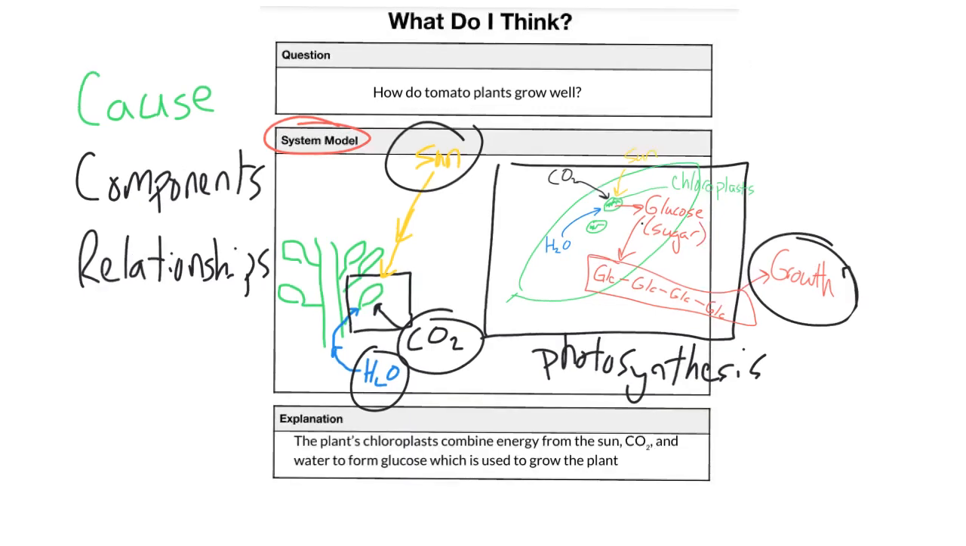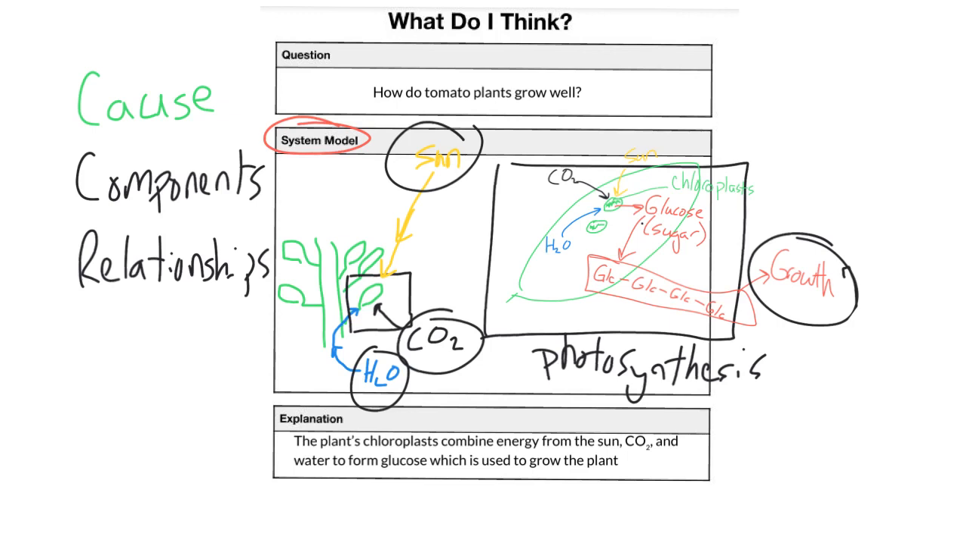I wrote out: the plant's chloroplasts combine energy from the sun, CO2, and water to form glucose, which is used to grow the plant. And that's going to give me a one-sentence explanation of what I'm thinking about this system model and the answer to the question of how do tomato plants grow well. From this explanation, I could go and I could design a test in order to test out my explanation to see if it was right.